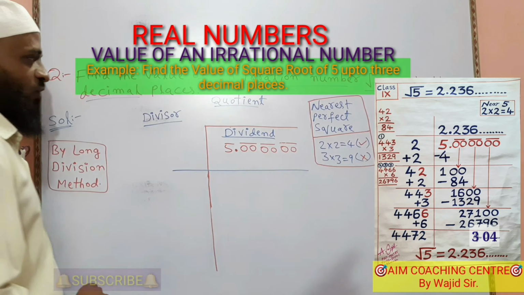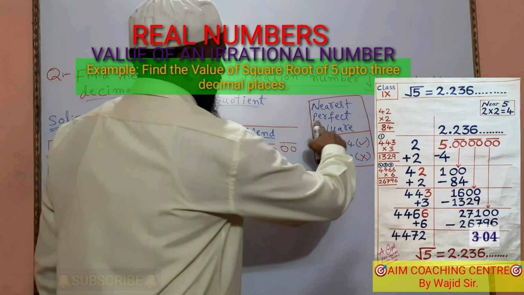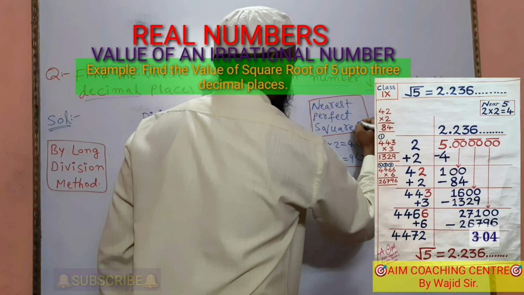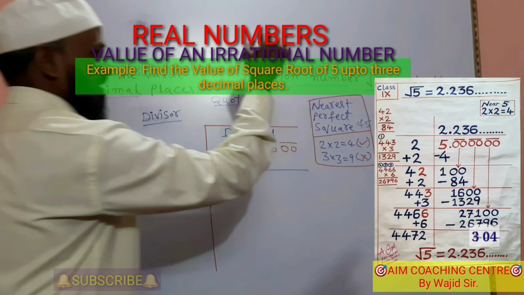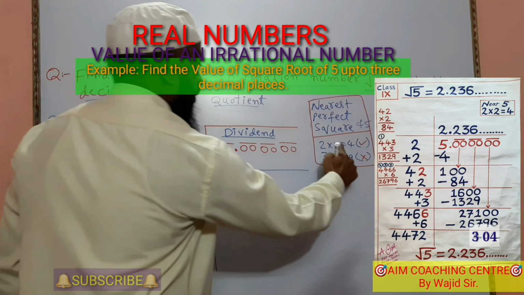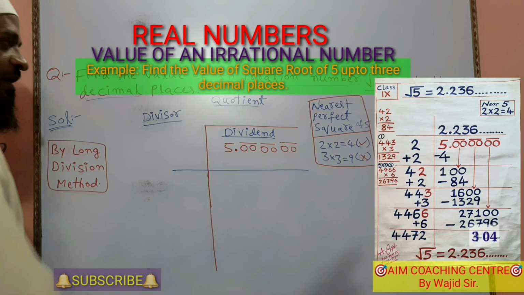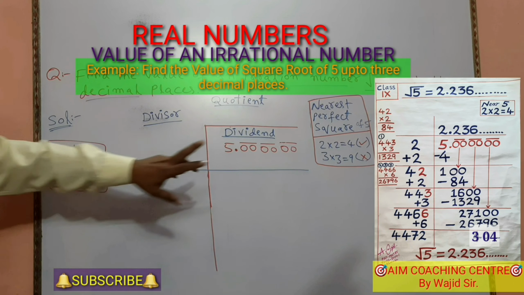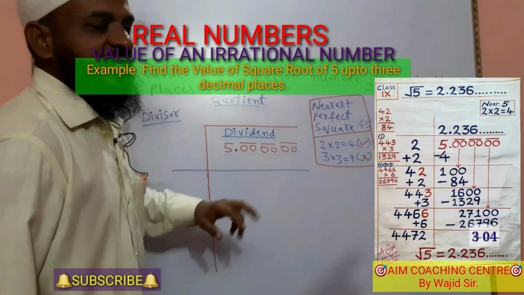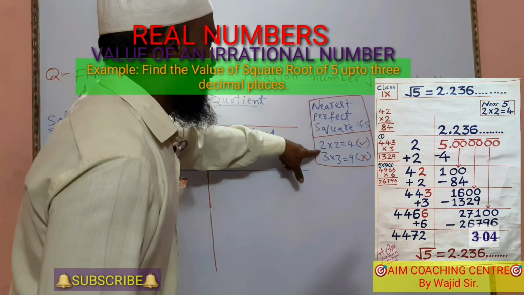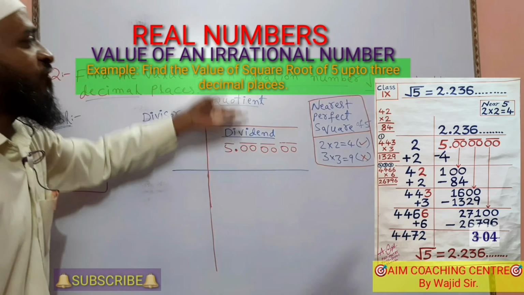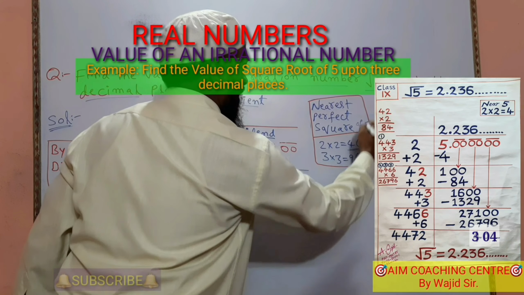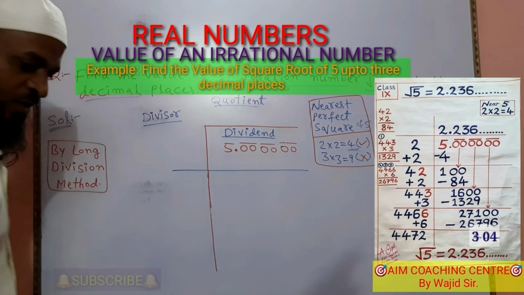The very simple concept is: first of all, take the nearest perfect square of 5. What is the nearest perfect square of 5? 2 into 2 is 4, so 4 is near. If you take 3 into 3, that is 9, which is not near. So start dividing with 2. Why are we starting with 2? Because 4 is the nearest perfect square of 5.